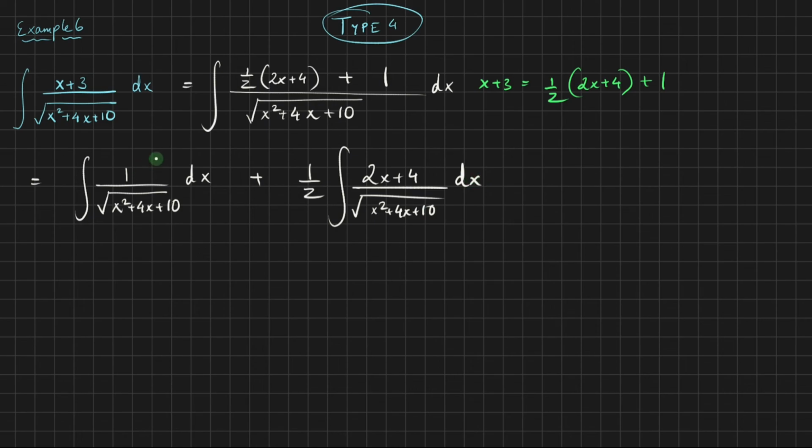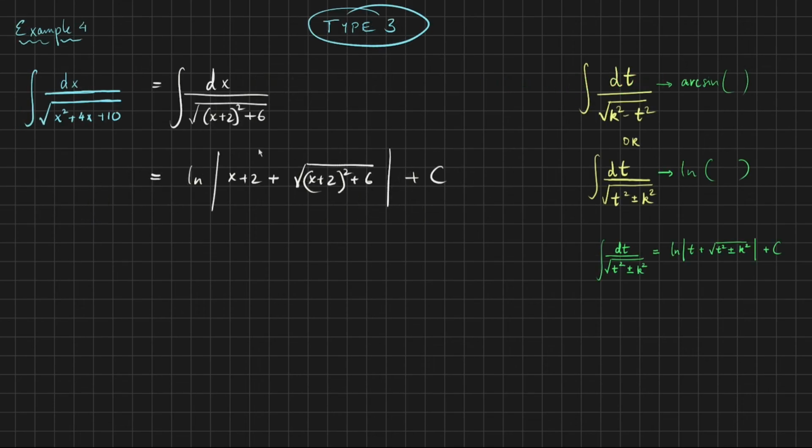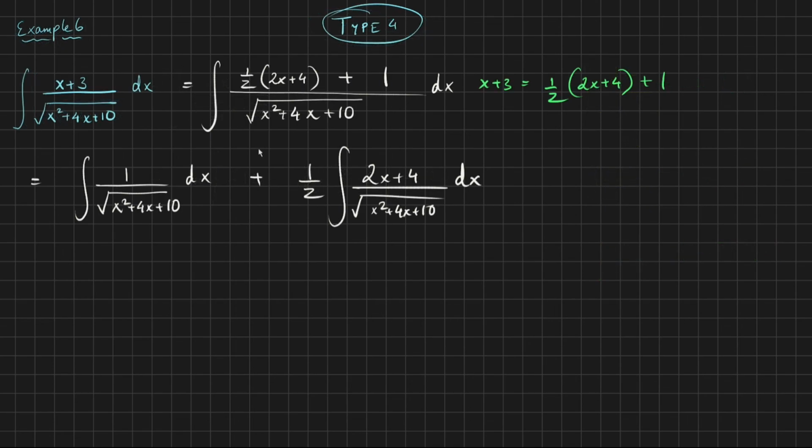The first integral we have done before in example number 4. Let's go back and check. Example 4 is the exact same integral as the first term in example 6. And so we can just write the answer as ln of x plus 2 plus square root of (x plus 2) squared plus 6.